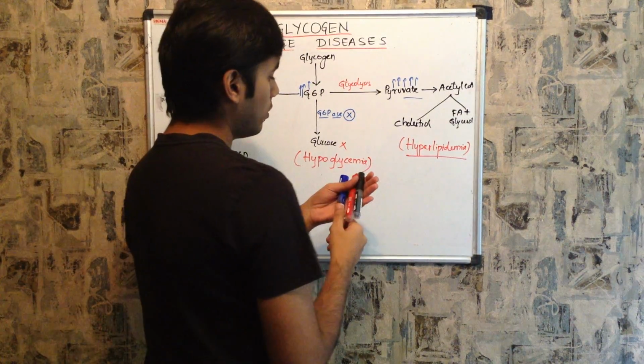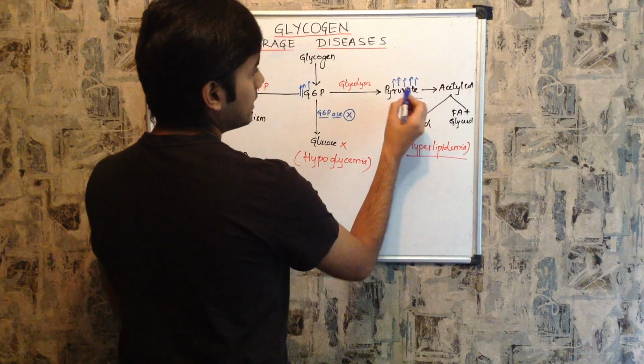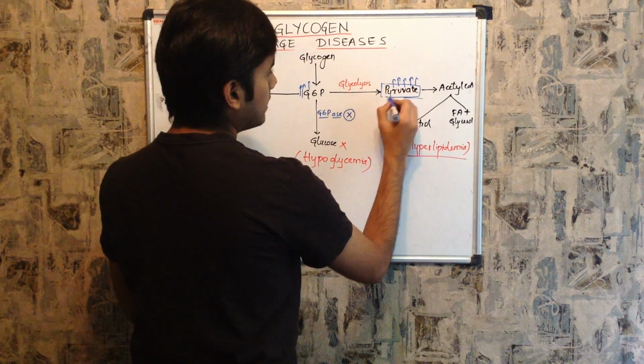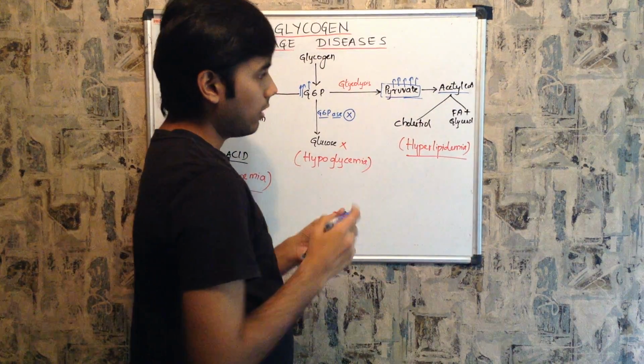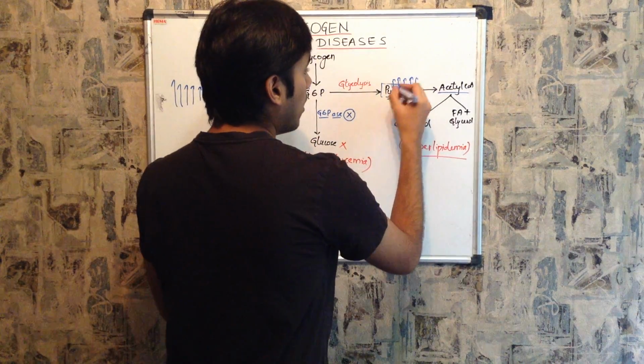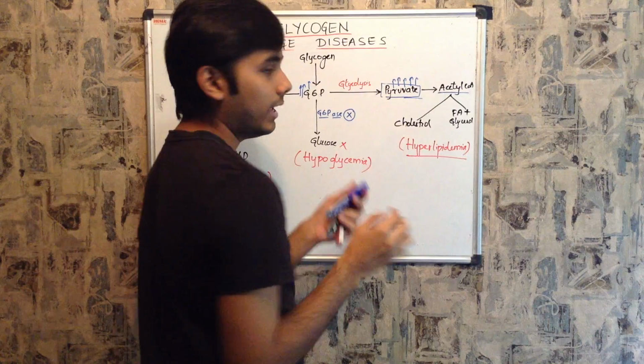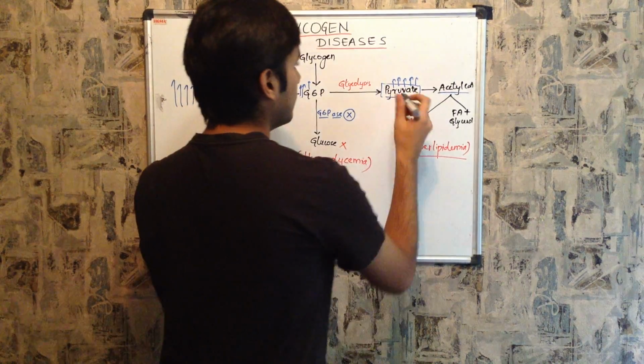Now still there are more. As I told, pyruvate, as it keeps on increasing, forms acetyl-CoA, right? Not only acetyl-CoA, pyruvate also takes part in the formation of an important amino acid called alanine.